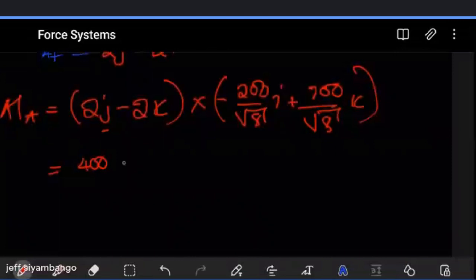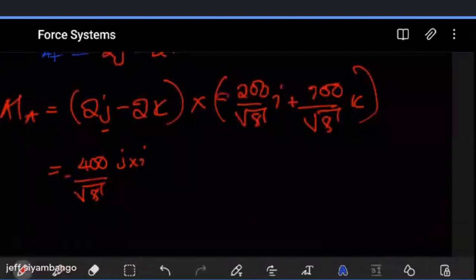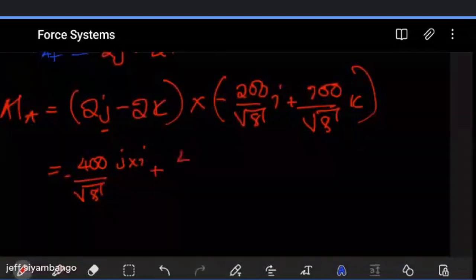So this is j cross I. Then this is over root 8. Then next, the 2 multiplies the 200 this side. Oh, this was minus, by the way. This minus here. The 2 now multiplies the 200. So this is plus. Again, a 400 here.